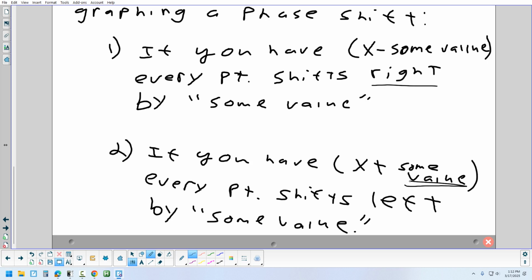Okay, so that's going to be kind of the theme with horizontal shifts. They are backwards from what you would expect. You have to do the opposite. So if you see a plus, you need to go left. If you see a minus, you need to go right. And when we do the arithmetic for the transformation, that's also going to be the opposite. So out of the 4 transformations we learned, 2 of them you do the opposite, 2 of them you don't. This is one that you do.